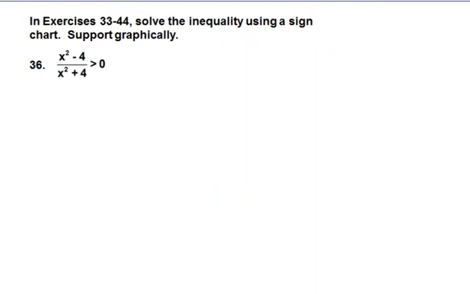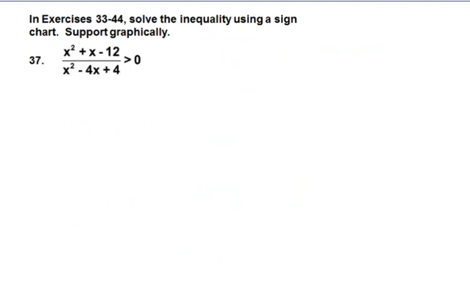Next is problem 37. Okay, now we have two quadratic trinomials, and we're trying to find out where the value of this expression is greater than 0. So the same thing for the numerator. We're going to find our critical numbers by setting x squared plus x minus 12 equal to 0, and then solve, and this would be a factorable, I hope, quadratic trinomial.